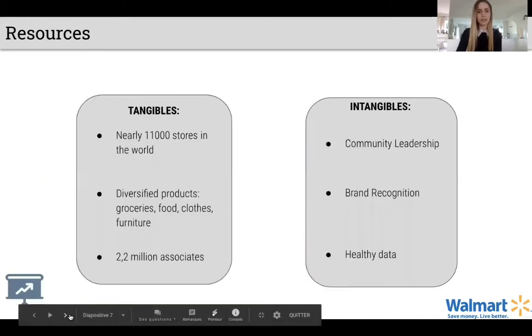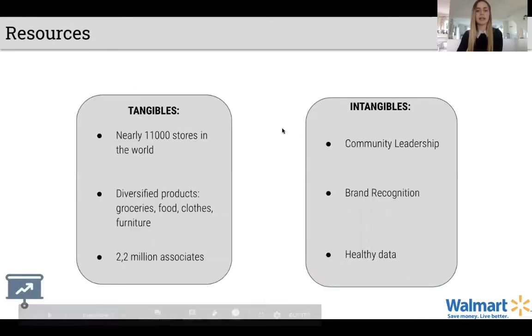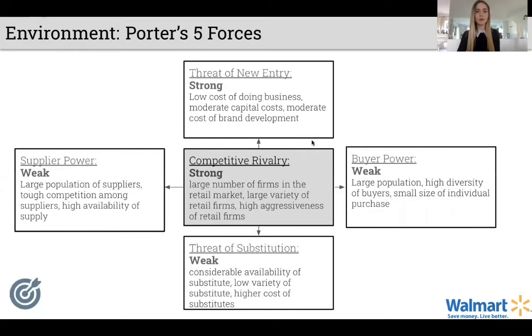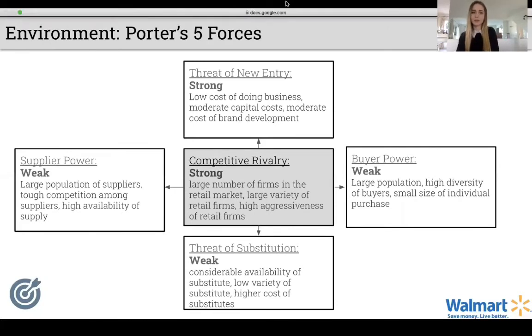For the resources, we see that they have tangible and intangible resources. For tangible resources, we have 11,000 stores in the world, a diversity of products, and 2.2 million associates. In intangible resources, we have community leadership, brand recognition, and healthy data. Now Sebastian is going to talk about Porter's five forces.